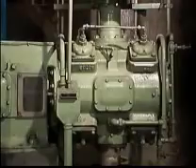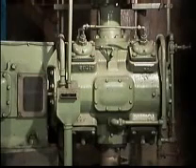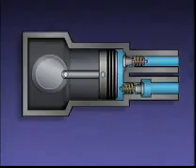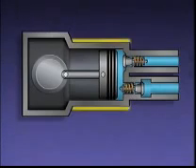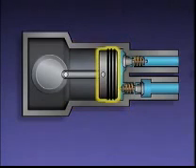Compressors can be divided into two general categories: positive displacement compressors and dynamic or centrifugal compressors. Positive displacement compressors work by trapping a certain amount of gas and forcing it into a smaller volume. A common type of positive displacement compressor is a reciprocating compressor. This simplified illustration shows two main parts of a typical reciprocating compressor: a cylinder and a piston.